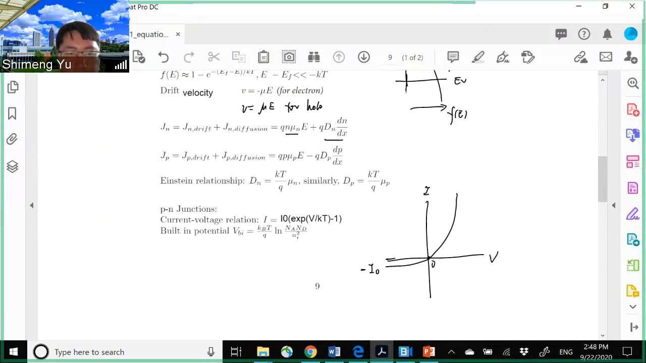And then the built-in potential: for the PN junction, we have this barrier. This barrier height is given by this formula, and it depends on the doping. If you have higher Na or Nd, then the barrier height will increase.